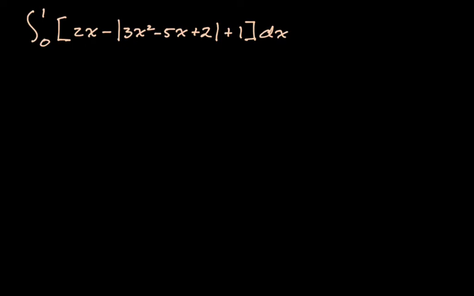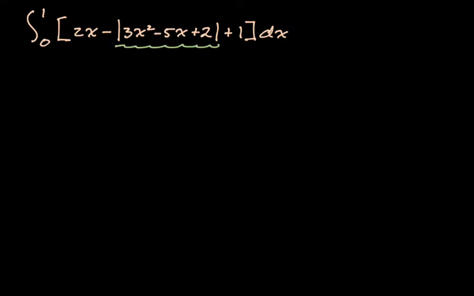So we're going 0 to 1, greatest integer of 2x minus the absolute value of 3x squared minus 5x plus 2, plus 1, and then close the greatest integer function, dx. All right, so again, there's an absolute value involved. And again, I think our only option is really going to be to rewrite it as a piecewise function and then go from there. So that's what I'm going to do as a first step.